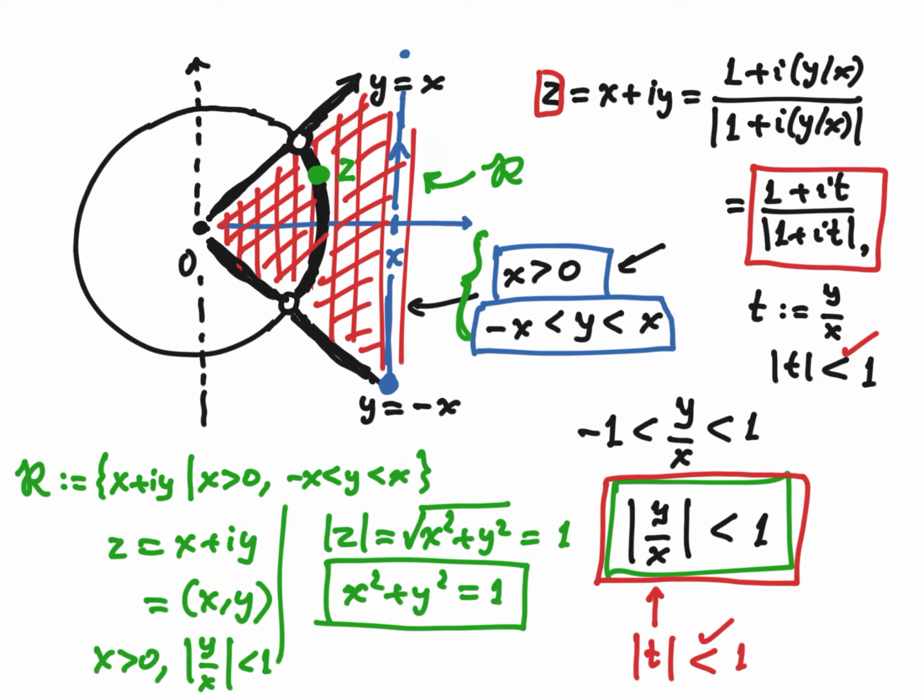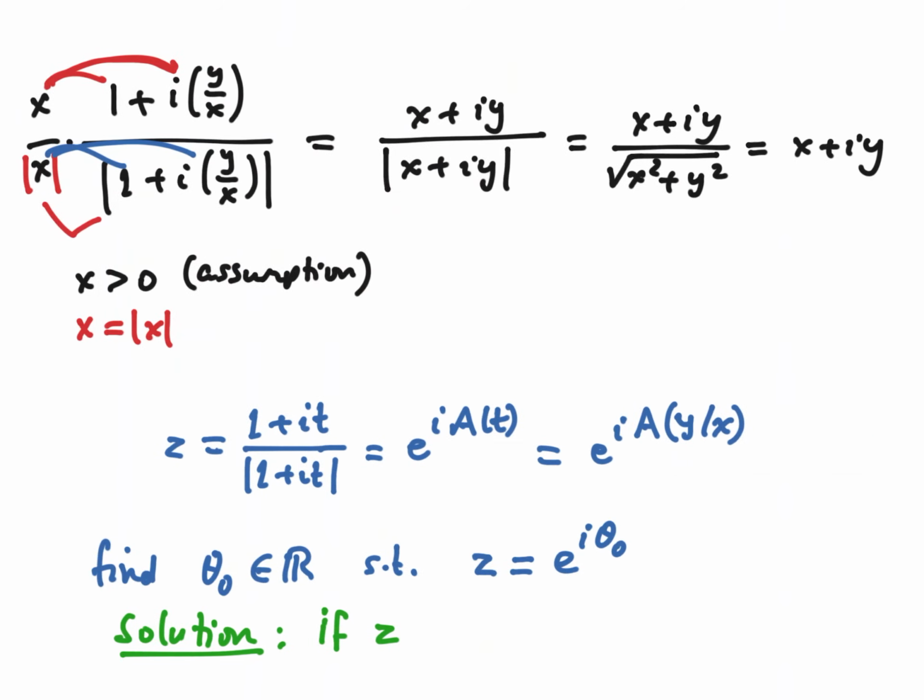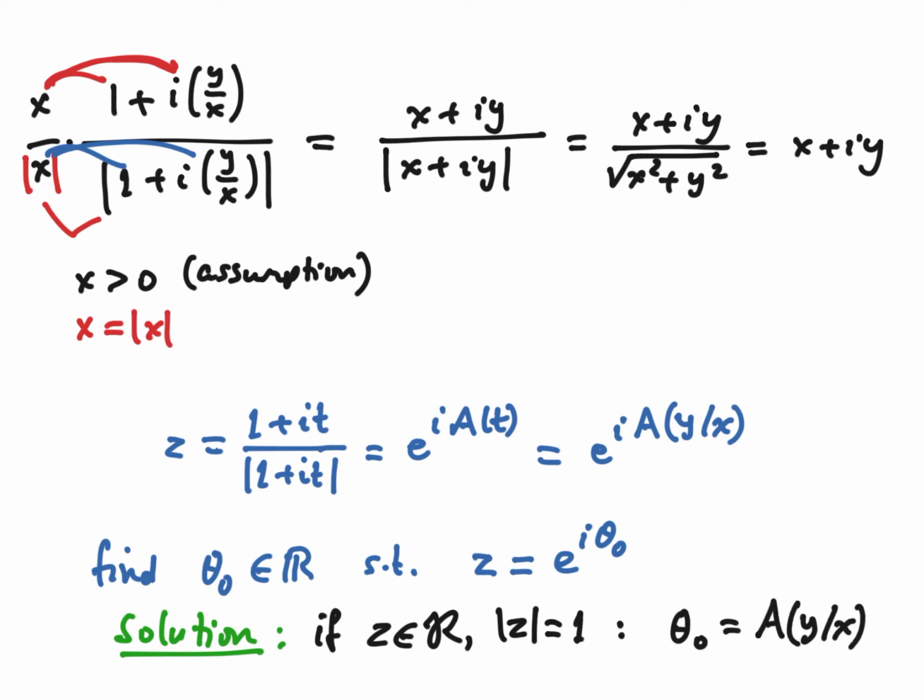Okay, why not? Well, because on those rays, y equals x, or y equals minus x. And so you would have this equality. You wouldn't have this inequality. Or you would have the other equation rather than this. So those two rays themselves don't actually count as being in that region. Okay, but as long as z is in that region, and of modulus 1, so that it's on the unit circle, then the solution is we can take theta naught to be A of y over x.